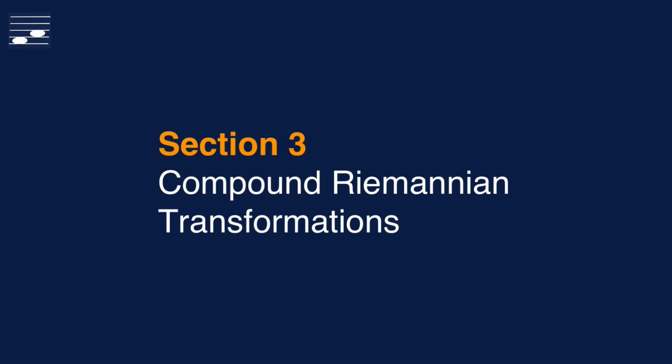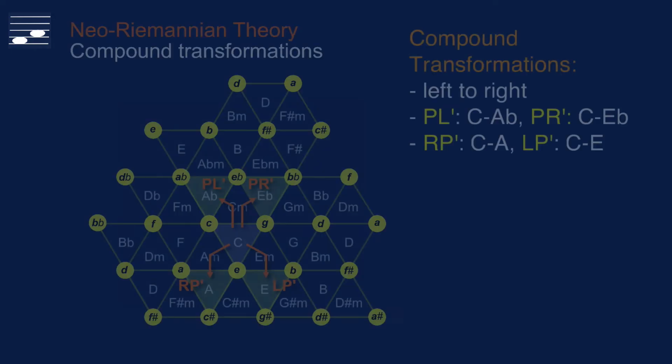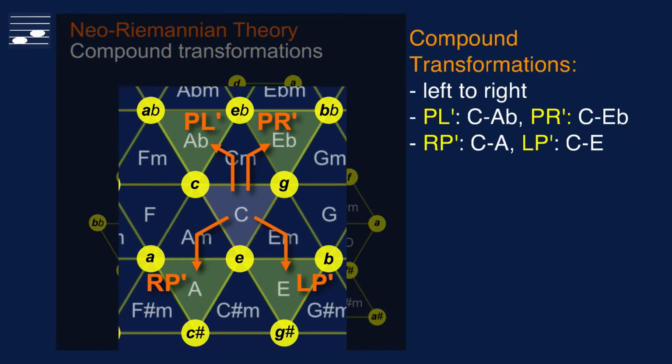Things become more interesting when considering compound transformations, here referring to a series of 2 elementary transformations. We read these 2 character combinations from left to right, indicating the movement from source to target triad, skipping the intermediate chord. Thus, starting from C major, we find the compound transformations PL, PR, RP, and LP, that will be considered in further detail in the next subsections.